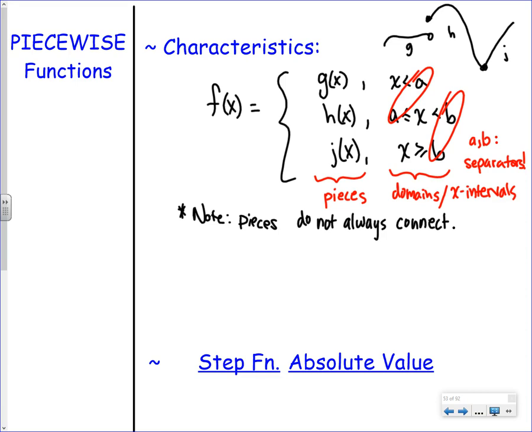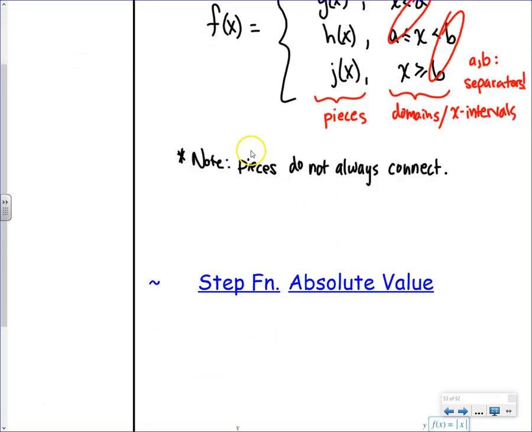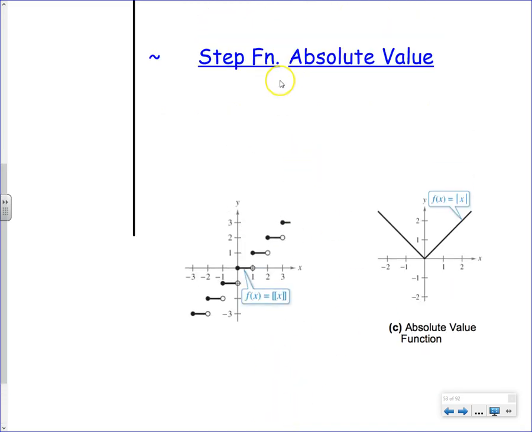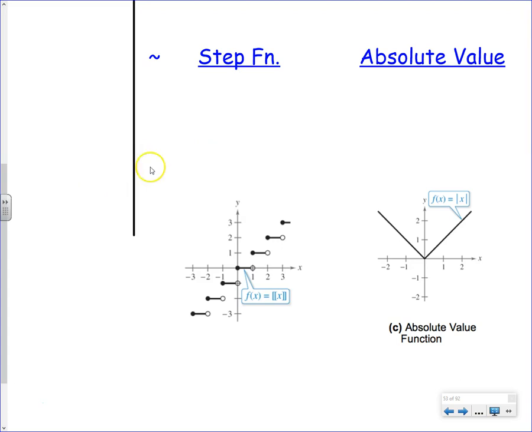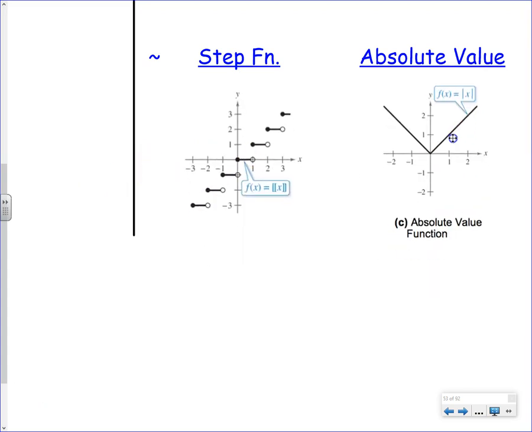I'm not even going to put this in a yellow box because technically this is not a parent function. This is just a chance that we had to talk about a piecewise function, how piecewise functions move and behave, and how I define some of the different notations of a piecewise. Now, the reason that we introduced piecewise functions is because the last two parent functions we're going to talk about are piecewise functions. These two are piecewise functions. We have the absolute value function, and we have the step function.